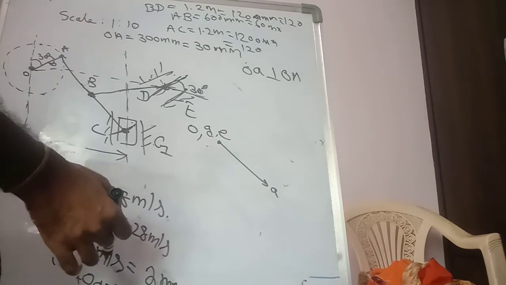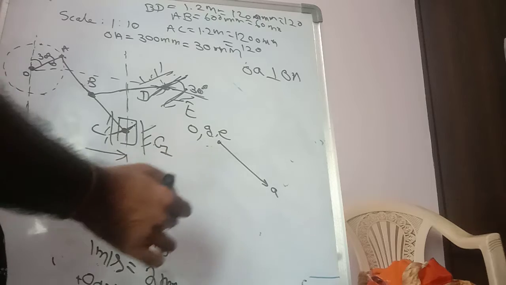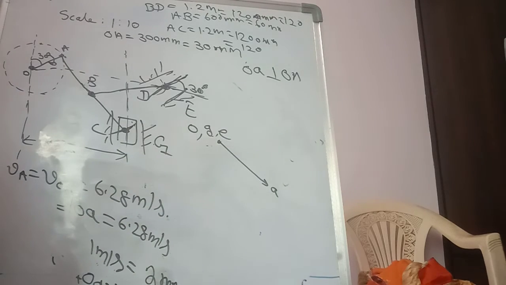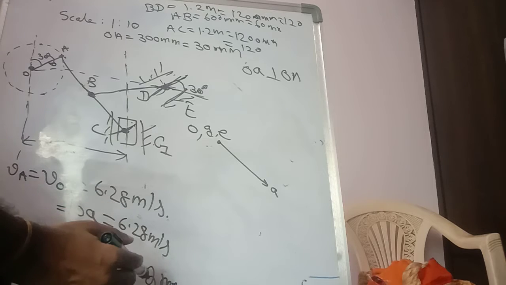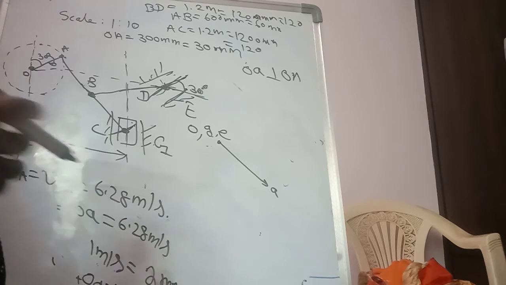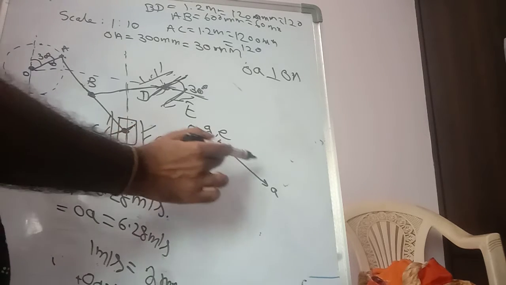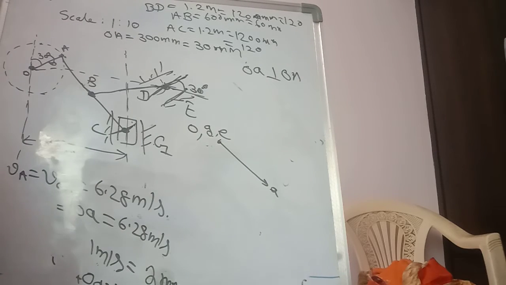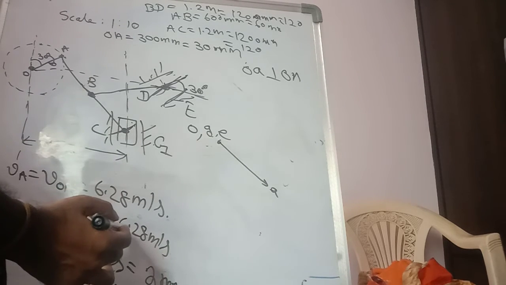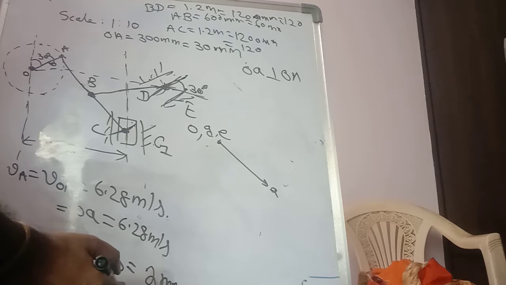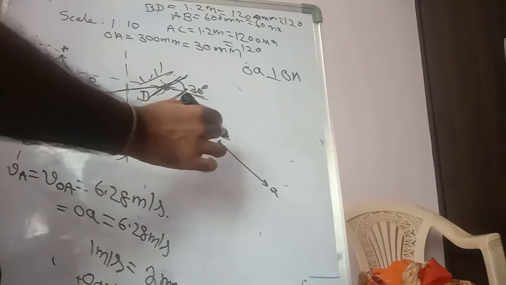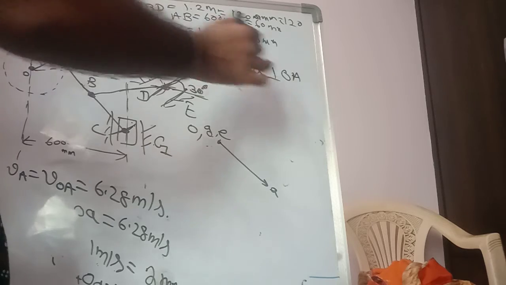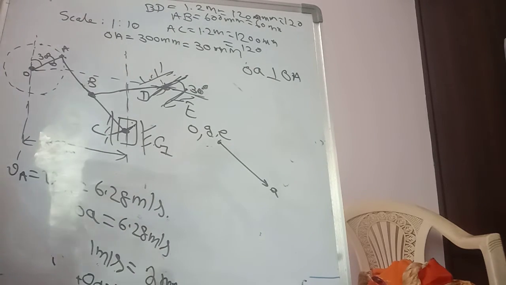Or if you take 1 meter per second is equal to 1 mm, the length of oa is simply 6.28 mm. Okay. Because it is a very small value, I am taking 1 meter per second is equal to 2 mm, another scale. By using this scale, we have to draw oa. The length of oa equals 6.28 into 2, 12.56. But small oa is perpendicular to the capital OA.